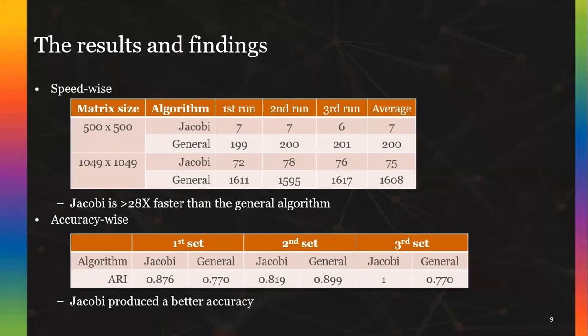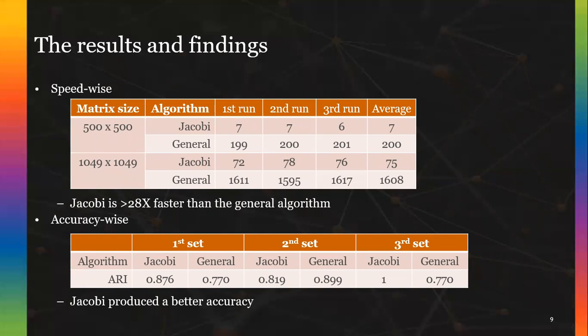The results of our experiments were as follows. The implementation of Jacobi's algorithm computes the spectrum much faster than the implementation of the general algorithm. This result is not unexpected, because solving a special case is expected to be more lightweight than solving a general case. But the difference between the recorded times was impressive, since Jacobi's algorithm performed at least 28 times faster than the general algorithm.